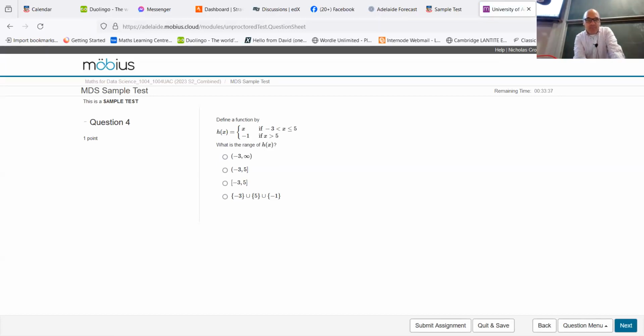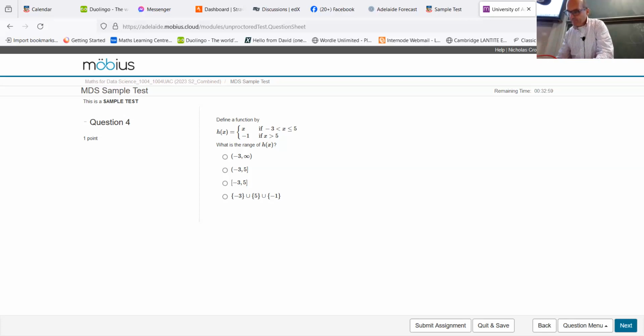A function is defined by. Okay. So we've got h of x, which is equal to x for x between minus 3 and 5, and minus 1 for x greater than 5. All right, sweet. So what is the range of the function?